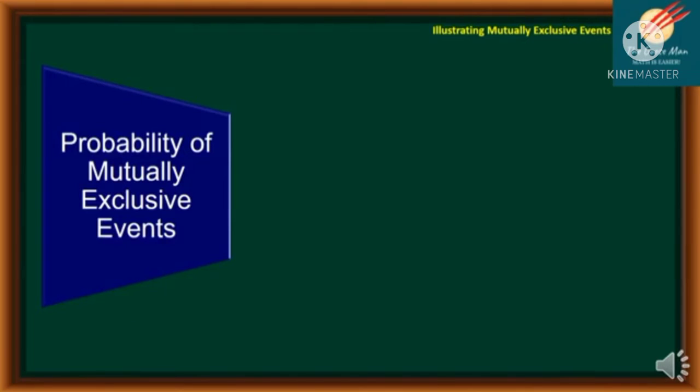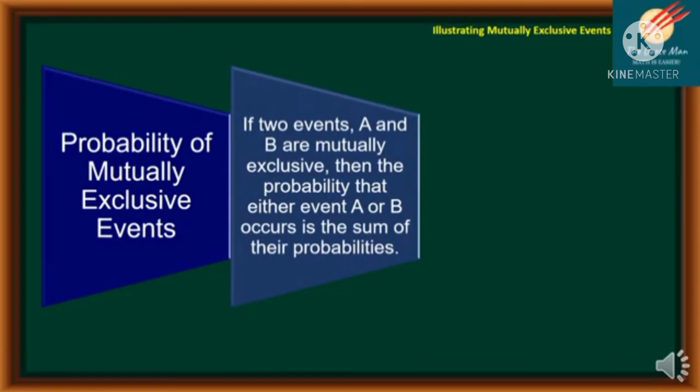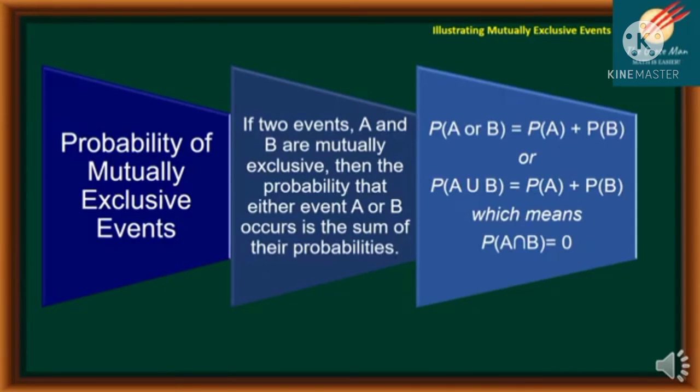To summarize our concepts of probability of mutually exclusive events: if two events A and B are mutually exclusive, then the probability that either event A or B occurs is the sum of their probabilities. In symbols, the probability of A or B is equal to the probability of A plus the probability of B, or the probability of A union B is equal to the probability of A plus the probability of B, which means that their intersection is equal to 0.